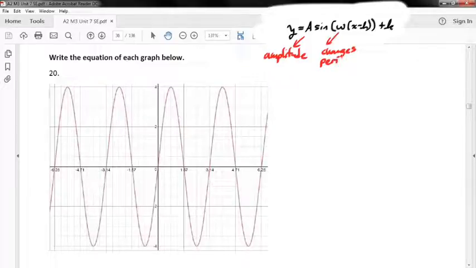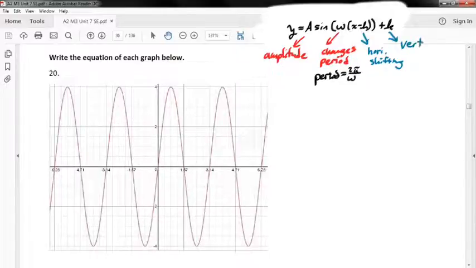And actually, this would be good to write down too. It would be good to write down the period equation. Period equals 2 pi divided by omega. And then you have H and K. H and K, they do shifting. So the H does horizontal shifting, and K does vertical shifting. What you have to remember with the shifting is that the horizontal shifting, you always have to think opposite. So I'm just going to write opposite right here in parentheses. Think opposite when you're horizontal shifting.